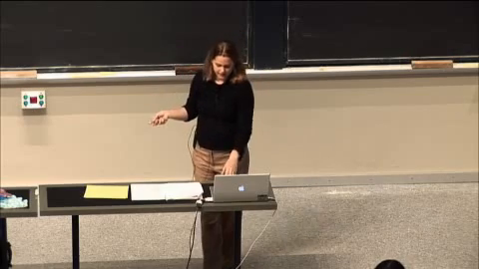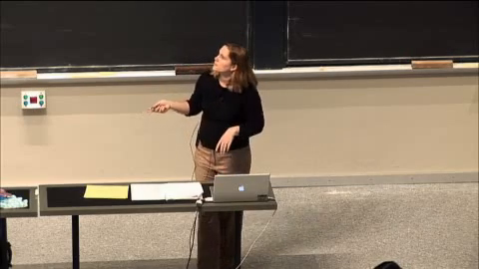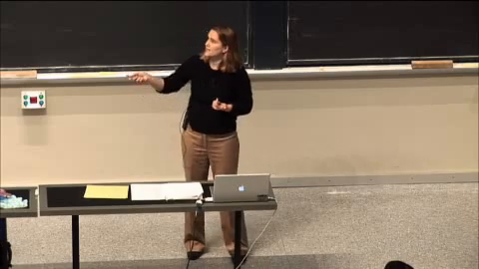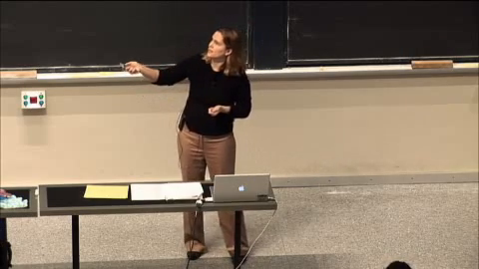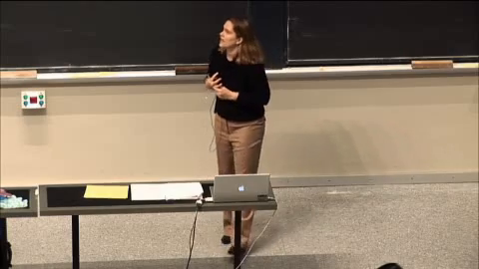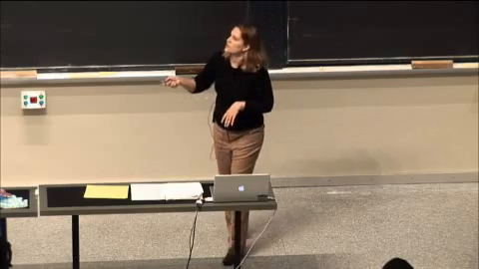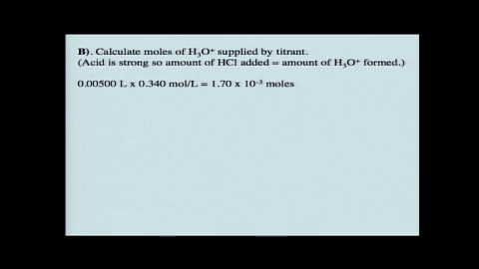We don't need any equilibrium table here. So then we want to figure out the amount of acid added when you are adding 5 mL of it. So again, HCl is a strong acid, so the amount of HCl added equals the amount of H3O plus that's formed, goes to completion. And so we added 5 mL. The concentration was 0.34 molar, so we have 1.7 times 10 to the minus 3 moles.